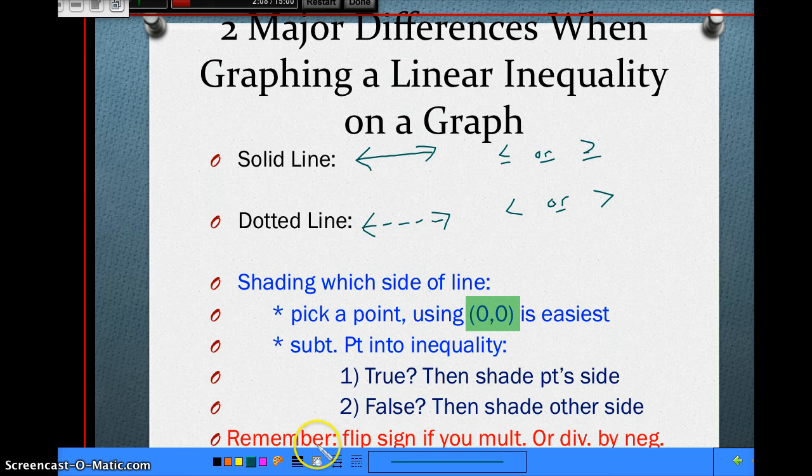Down here it says, remember, flip the inequality sign if you ever multiply or divide both sides by a negative. That doesn't happen often, so sometimes it trips us up in inequalities when we haven't seen it in a while.